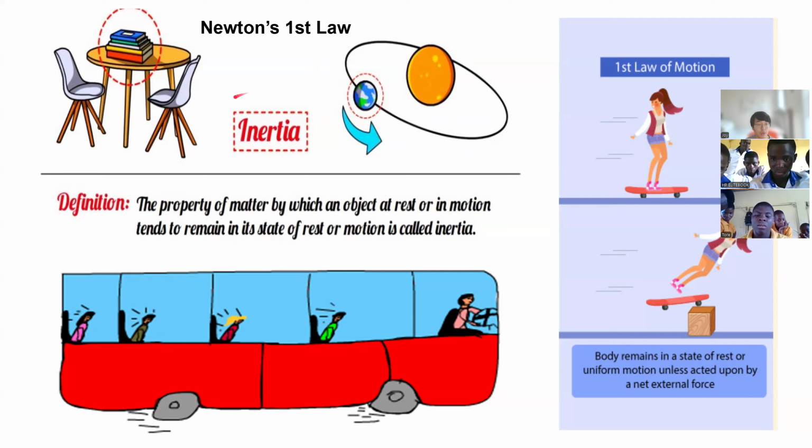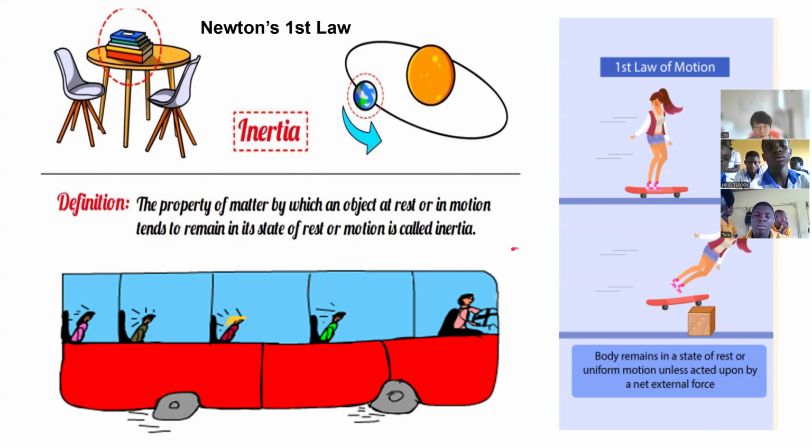That is also called inertia. This is a new vocabulary. Inertia is the property of matter by which an object at rest or in motion tends to remain in its state. And that's the thing that we've talked about so far. Rest will stay at rest, motion will stay at motion. That is called inertia.